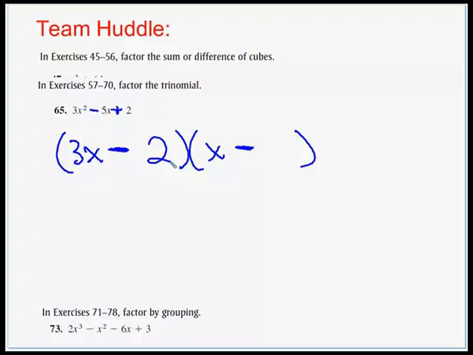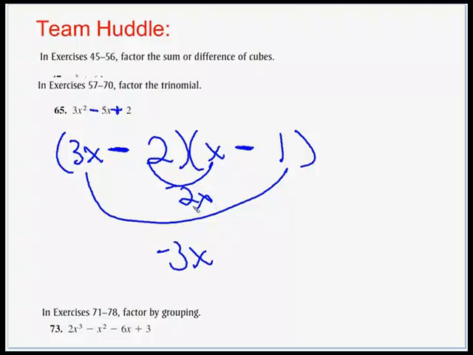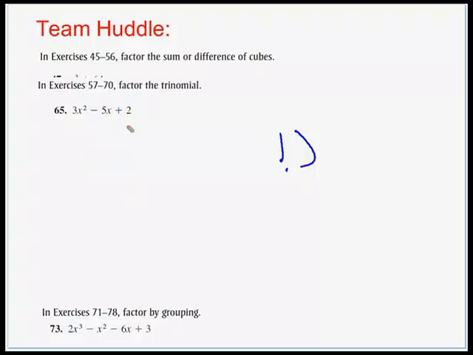We had this, yeah, that was a 2 and that was a 1. So that is minus 3x and minus 2x. Yeah, that was the right one the first time. So there's our minus 5x. Why didn't you stop me? So 3x minus 2 and x minus 1 are the binomials when we factored it down.